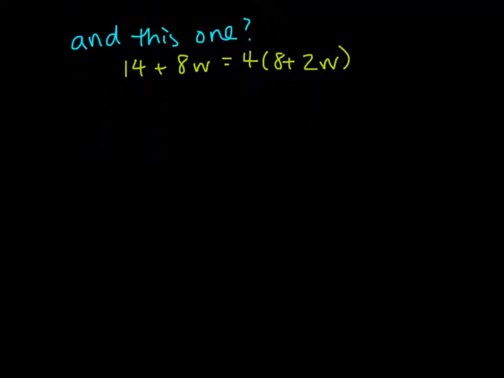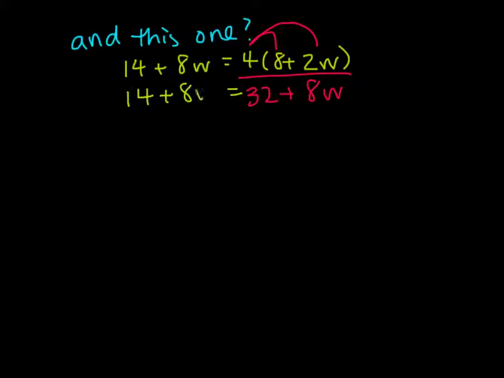Next problem. We have 14 plus 8w is equal to 4 times 8 plus 2w. Let's start out. Let's get rid of these parentheses. So 4 times 8 is 32, and then 4 times 2w is equal to 8w. So then we have 14 plus 8w. I already see a problem. I see 8w on this side and 8w on this side, and I have a 14 and a 32. I don't like this. So let's finish this up and understand why.